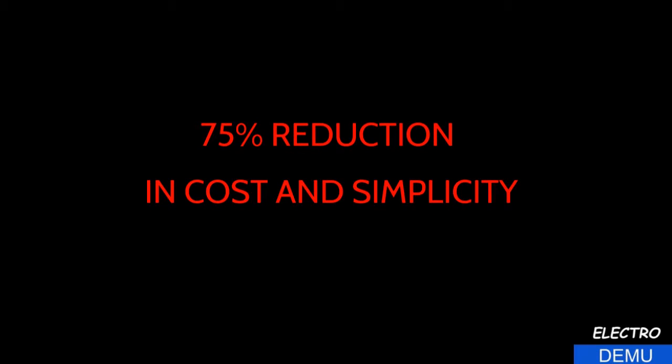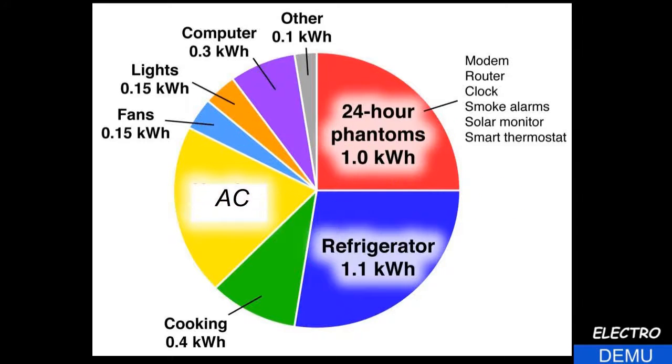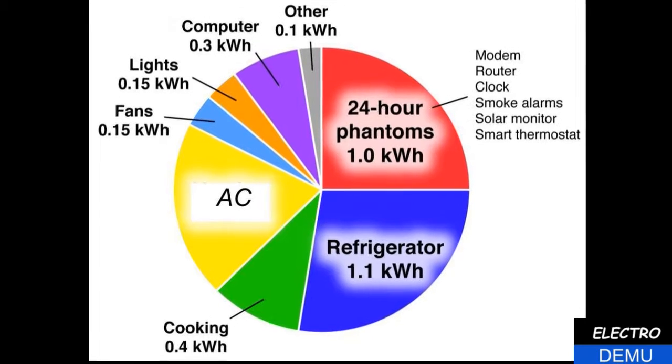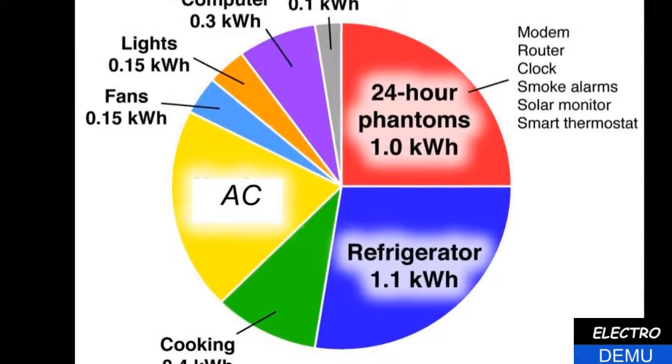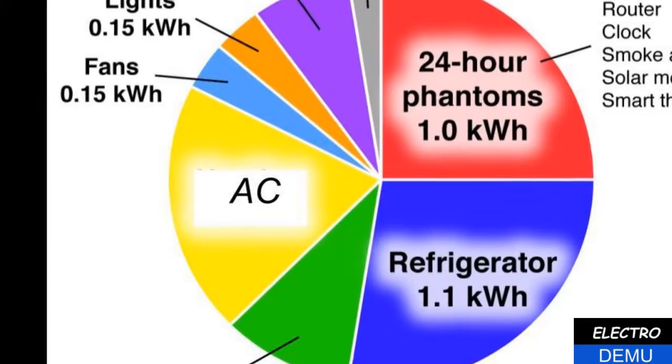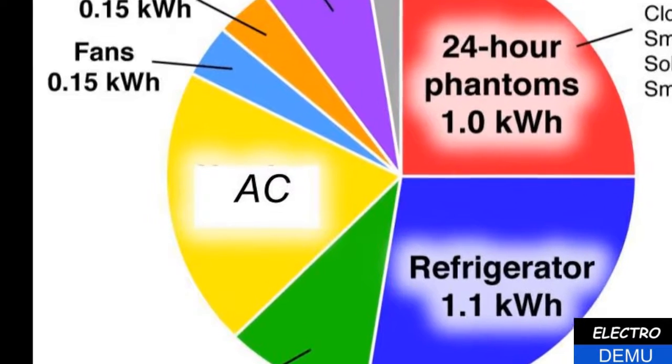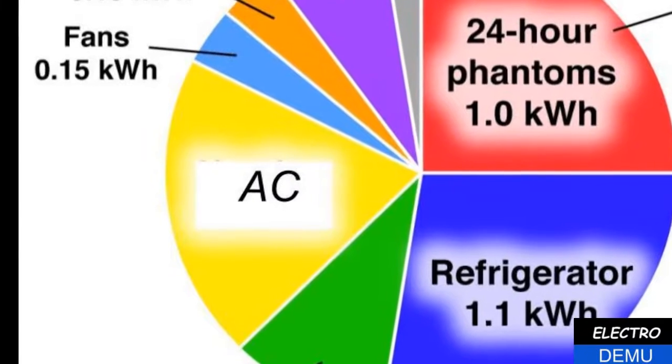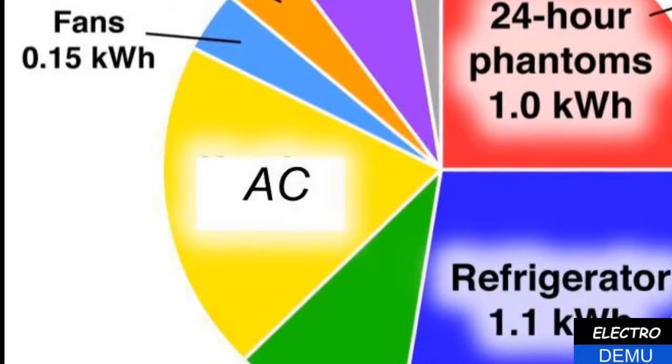Okay, so we're going to start with our pie chart, and we can see by looking at this pie chart, we have some of the big loads, which is the air conditioning, the cooking, the refrigerator, and the phantom loads. So we are going to start with the air conditioning. The way I'm going to approach this is you need to keep the temperature as close to room temperature as possible, one way or the other.